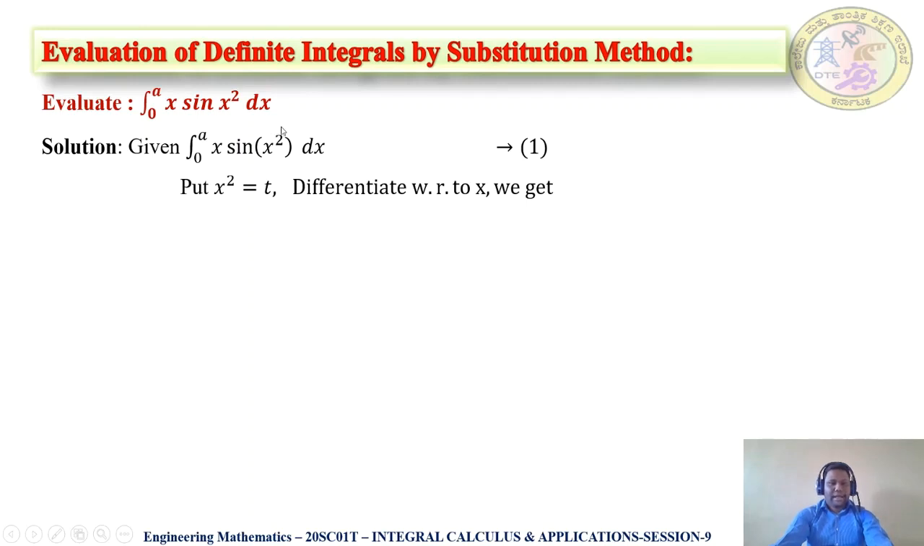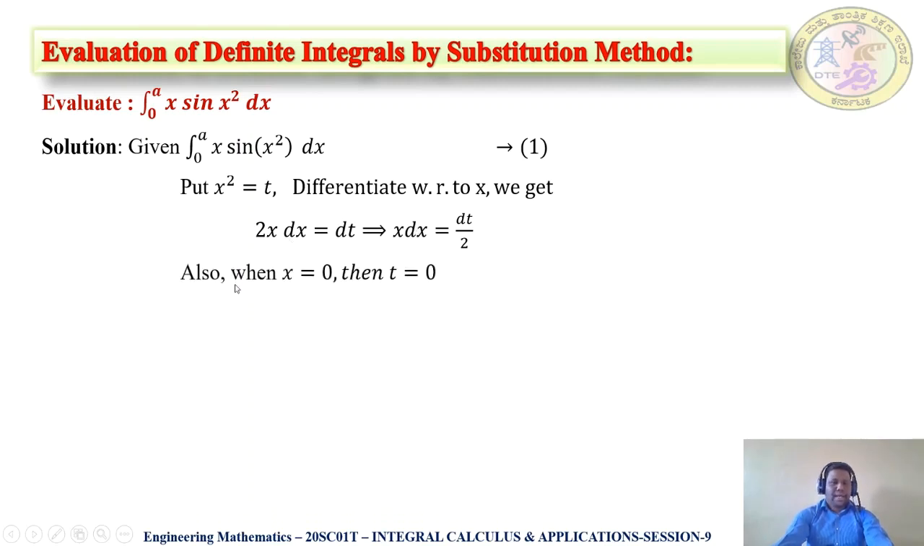We have to take the highest term, put x square is equal to t. We don't have to take sin x square equal to t, because if you take sin x square equal to t, then you don't get this value here. Again it will continue. That's why we have to take x square equal to t, differentiate with respect to x. If you differentiate x square, it is 2x dx is equal to dt. Therefore, we need only x dx here. It is present, x dx only. So, x dx is equal to dt divided by 2.